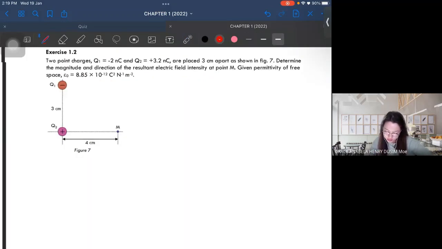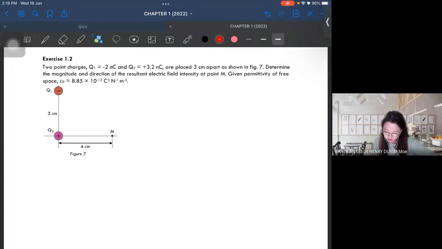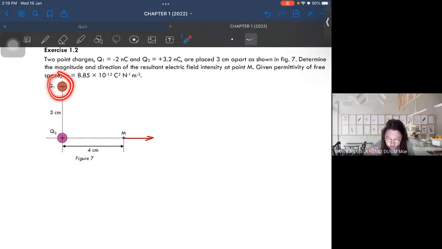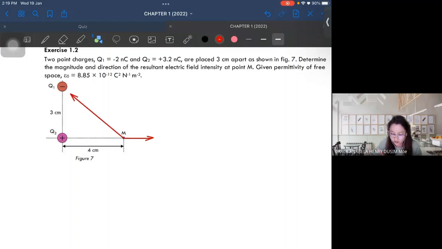Now, let's do this one. So, first thing, we are going to draw the direction of the electric field for point M here. Okay? So, this is a positive charge. So, we will be drawing the electric field to the right because it is going away from the positive charge. Okay? And then, for the negative charge, the electric field will be pointing towards the negative charge. Okay, so this is your electric field for charge 2. This is for charge 1. Okay.